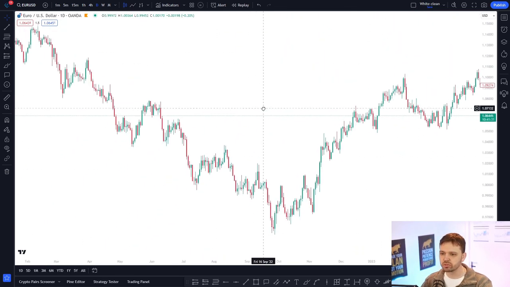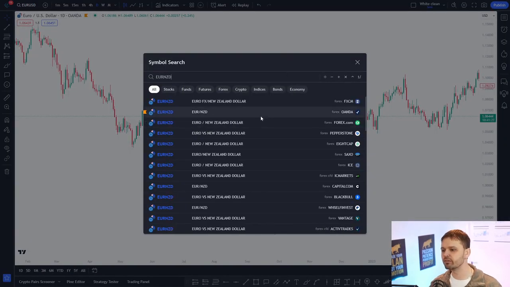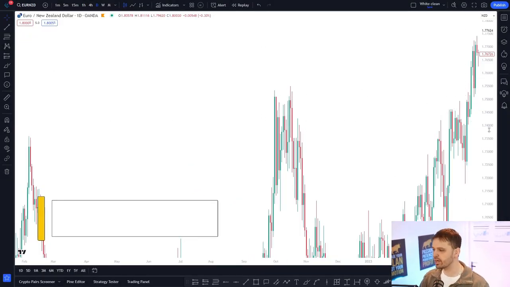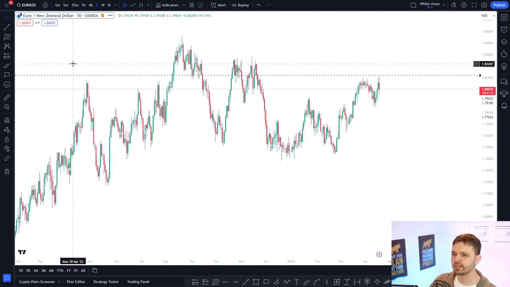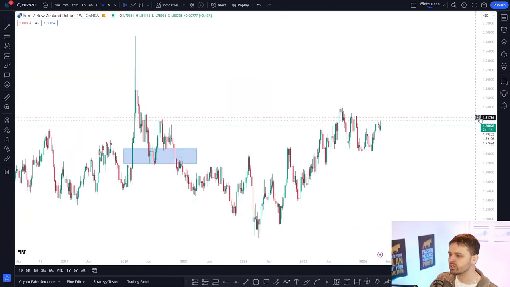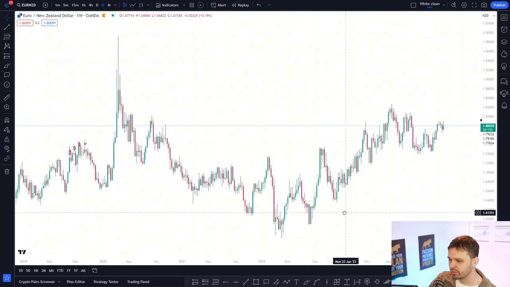Let's go through Euro USD, and you know what, why not go to another pair? Let's look at the Euro NZD. Let's see if we can find more examples of the break and retest concept on Euro NZD. So we've been on the daily, why not go to the weekly? Maybe the weekly can show us something interesting here. Do we have, let's see, do we have any good examples here?